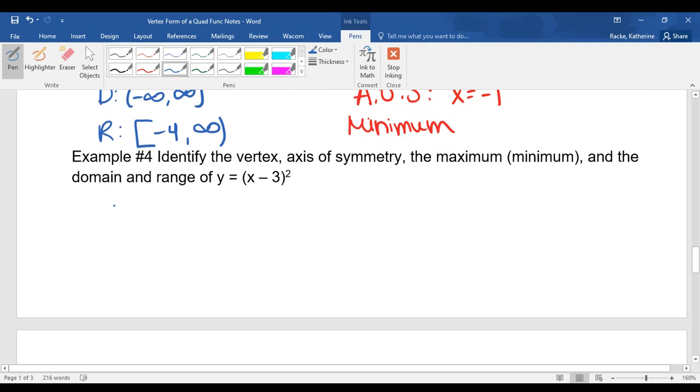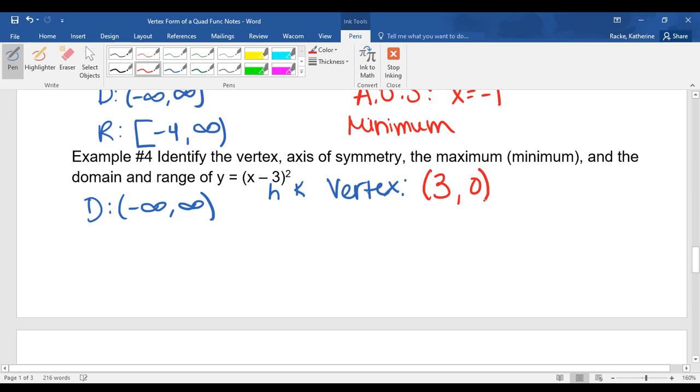So now we're going to try it again with example 4, identifying the vertex, axis of symmetry, whether there's a maximum or minimum, and the domain and range. We can just go ahead and write our domain because we know automatically that it's negative infinity to infinity with quadratic functions in vertex form. That is a parabola. Okay, so our vertex is going to be our h. If there's no k, it's automatically 0. So our point is going to be 3, 0. Our axis of symmetry is what our x value is, so x equals 3.